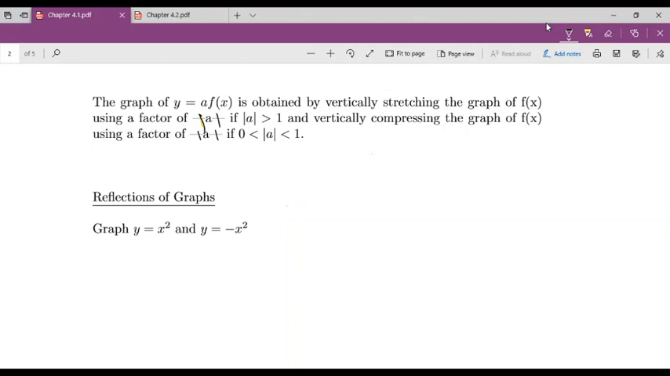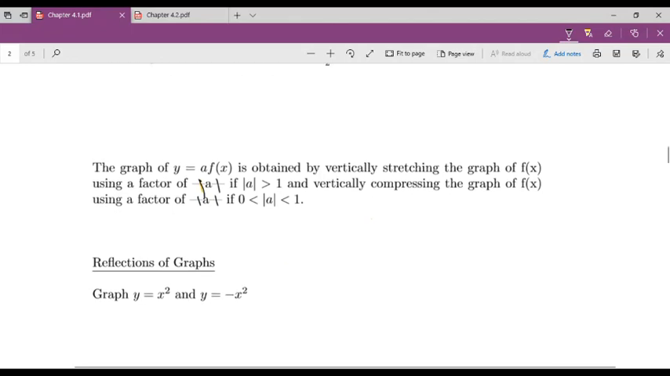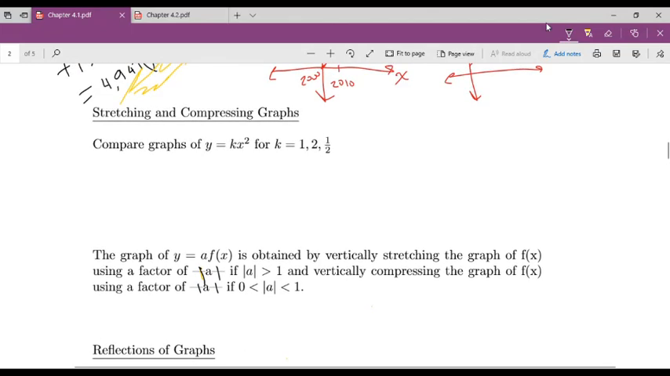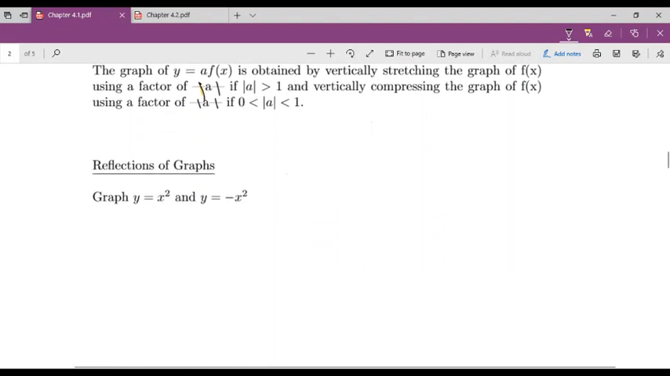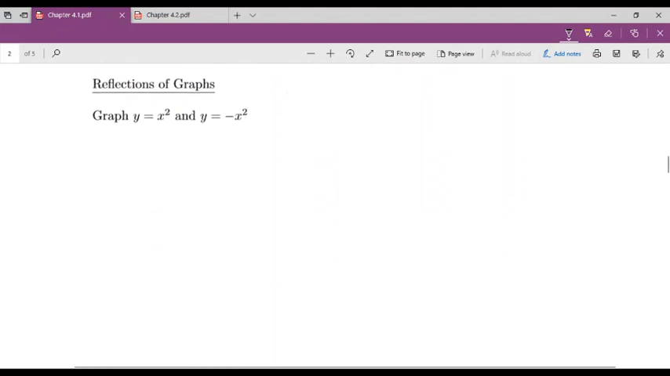And that's essentially what we saw in the graph. So for the half, we compressed, and for the 2, we wound up stretching. And the 1 was just the same. So 2 is a stretch, a half is a compress.